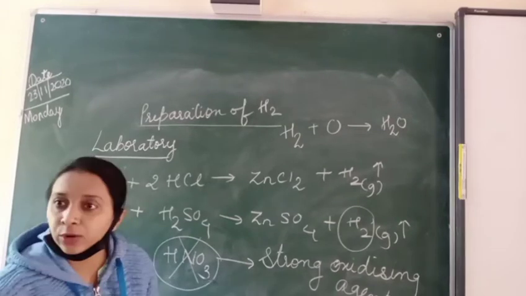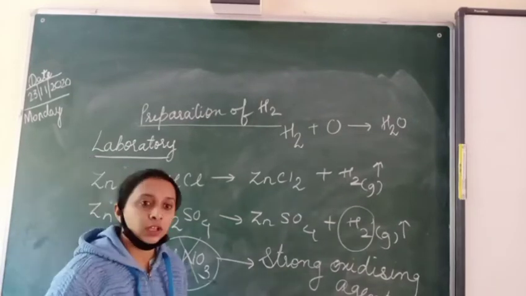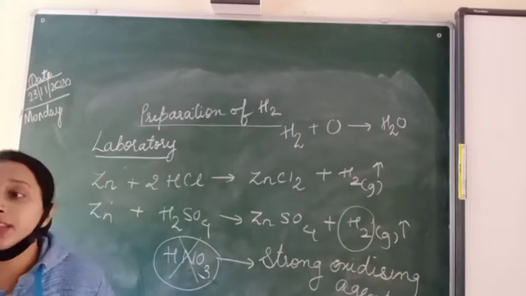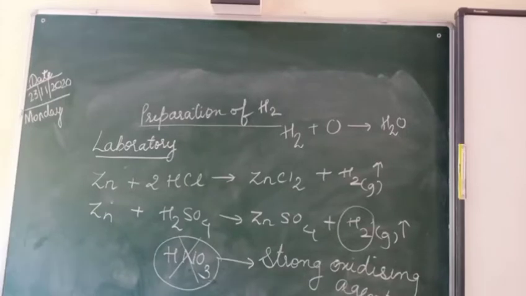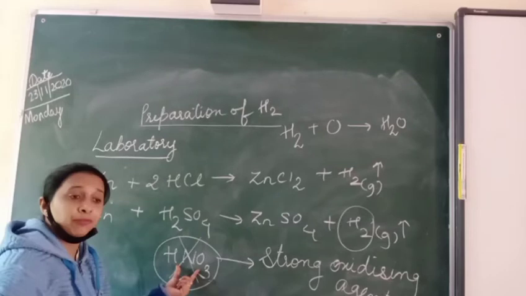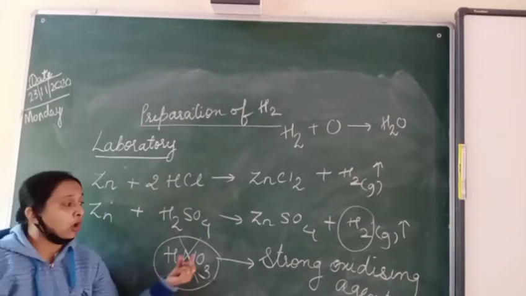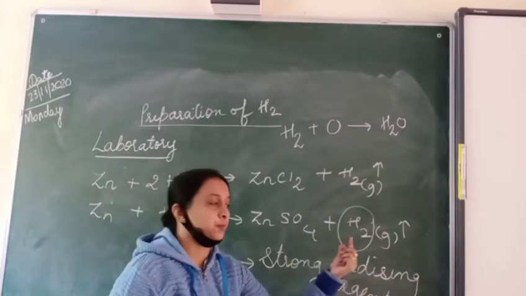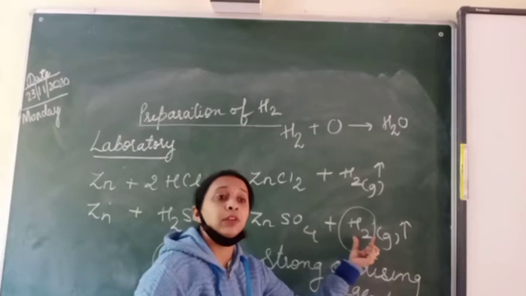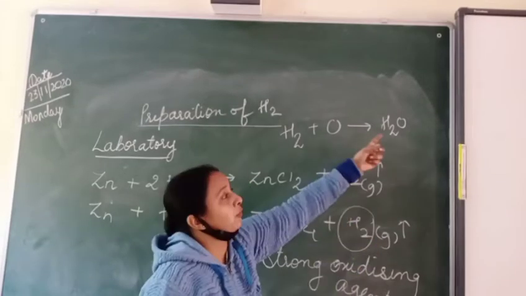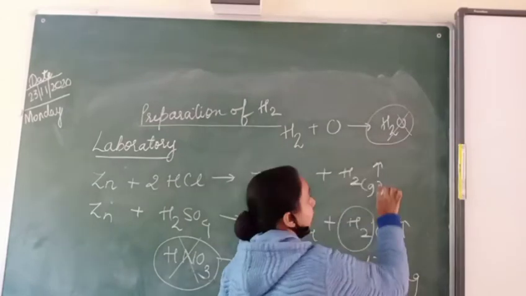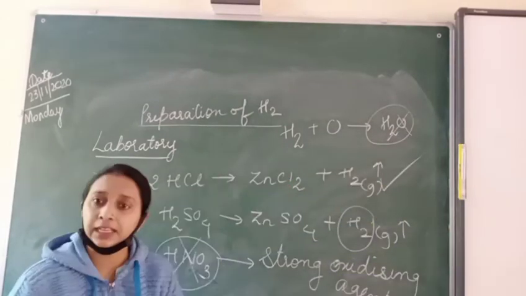What do we require here? Hydrogen. We are studying the preparation of hydrogen. So why are we not preferring nitric acid for this reaction? Because it is a strong oxidizing agent. It will bring oxidation in the other substance. It will react with hydrogen and form water. So water is not the desired product. We require hydrogen. Are you getting, everyone? This is the first condition for the laboratory preparation of hydrogen.